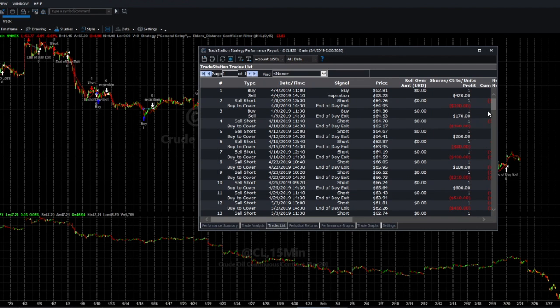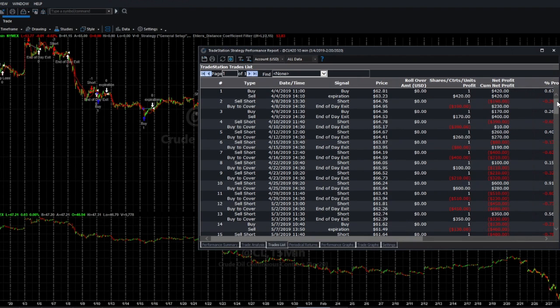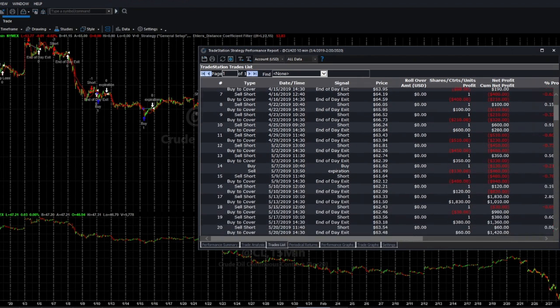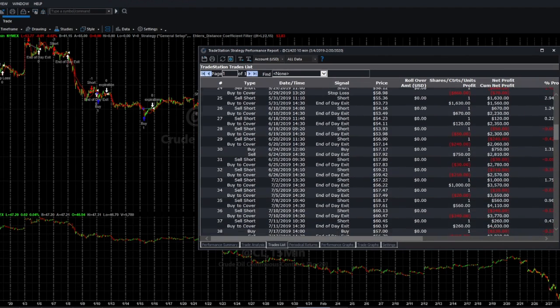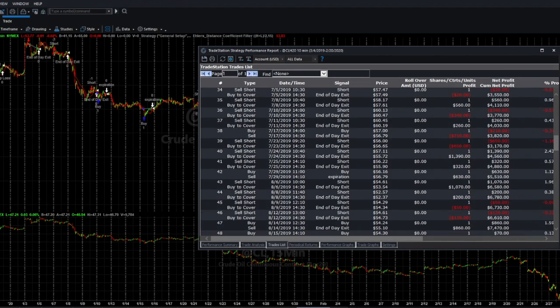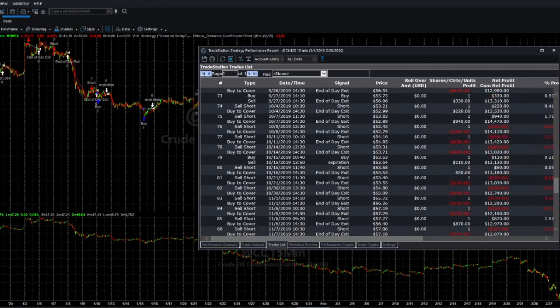And here is the trading list of all the trades. And it just looks overall much better. I mean, this still isn't a great strategy, but you can just see the difference. If you add a second data stream, you see the difference that made.